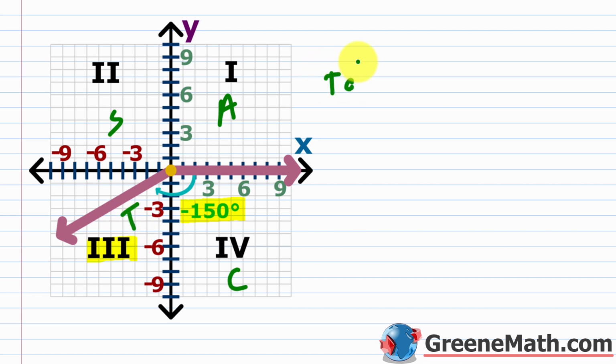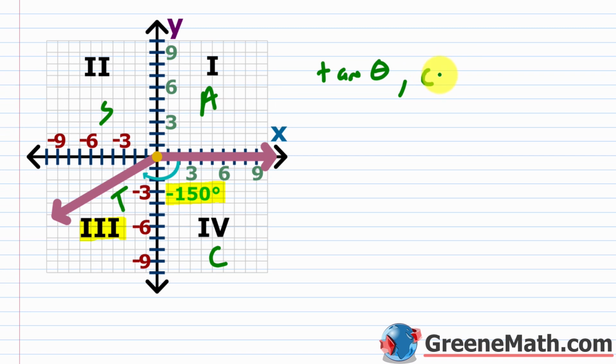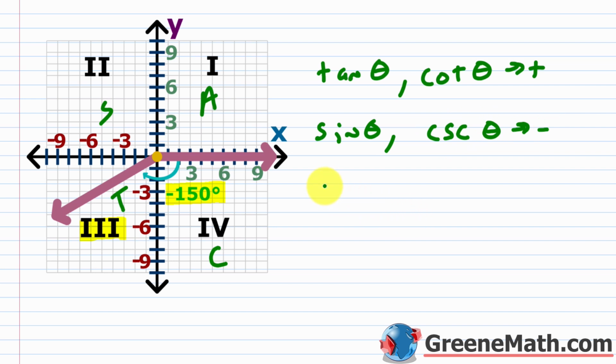So you have your tangent of theta, and also your cotangent of theta. Those guys are positive, and then the rest are negative. So sine of theta and the cosecant of theta, those guys are negative. And then also your cosine of theta and also your secant of theta, those guys are going to be negative as well.